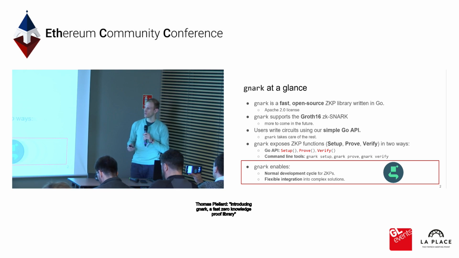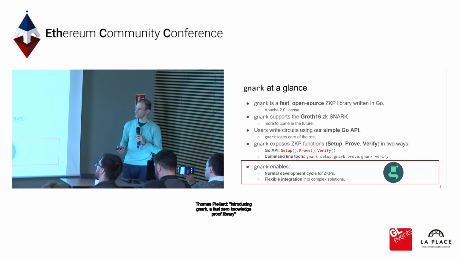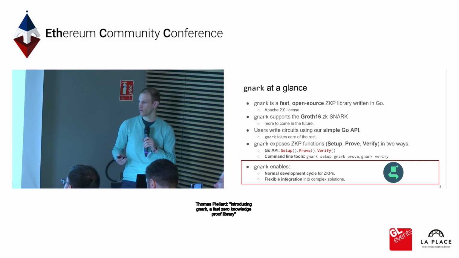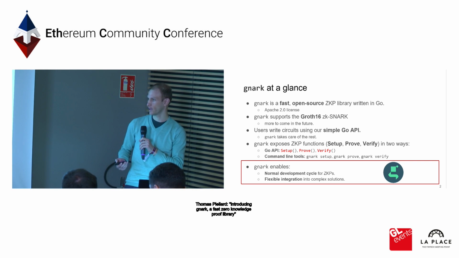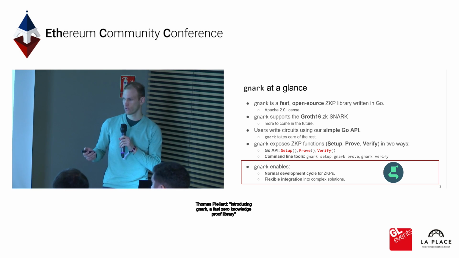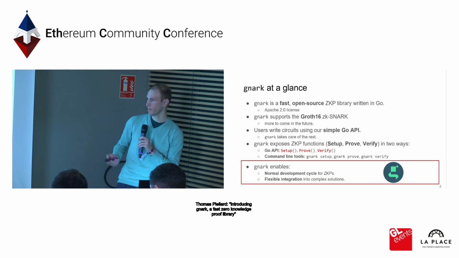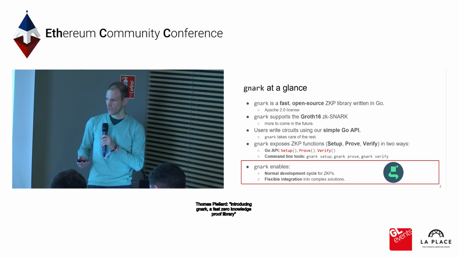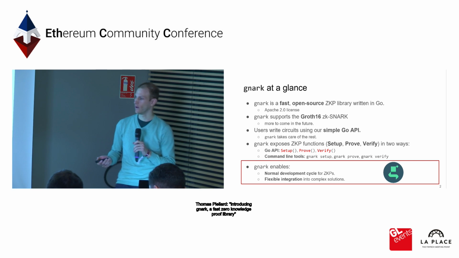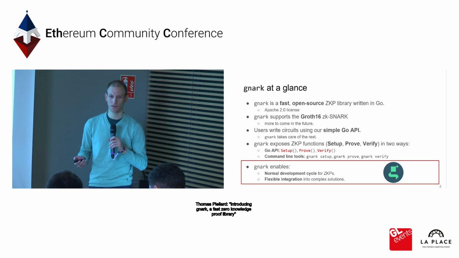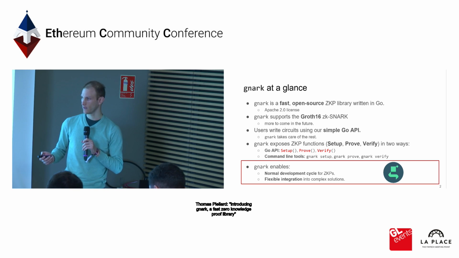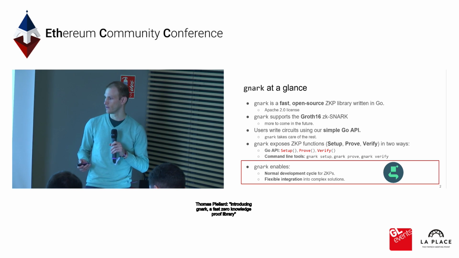In particular, it solves a rank 1 constraint system. And of course, gnark exposes the standard zero-knowledge functions that we all know: the setup, prove, and verify algorithms. We also come with a command line tool, so you just have to call gnark setup, gnark prove, and gnark verify. In short, gnark enables a normal development cycle for zero-knowledge proofs. The hope is that the API will abstract away the complexity of zero-knowledge proofs that tends to confuse people. And we hope that gnark will enable flexible integration into complex solutions.